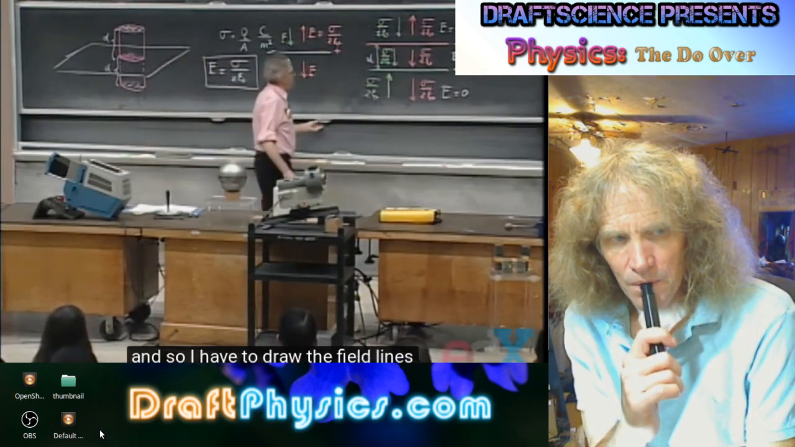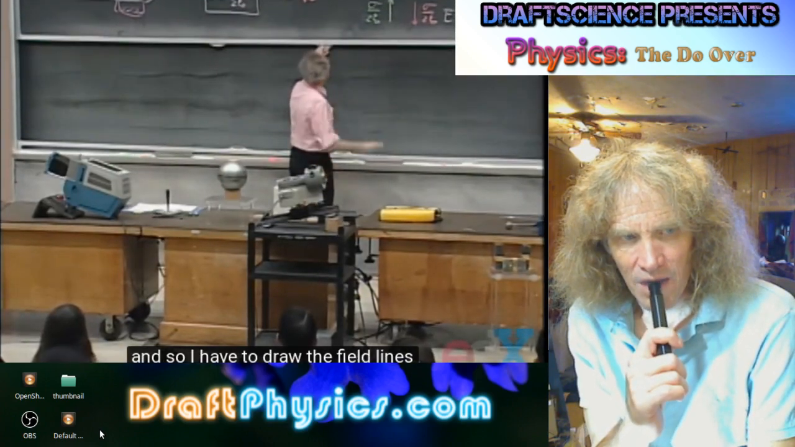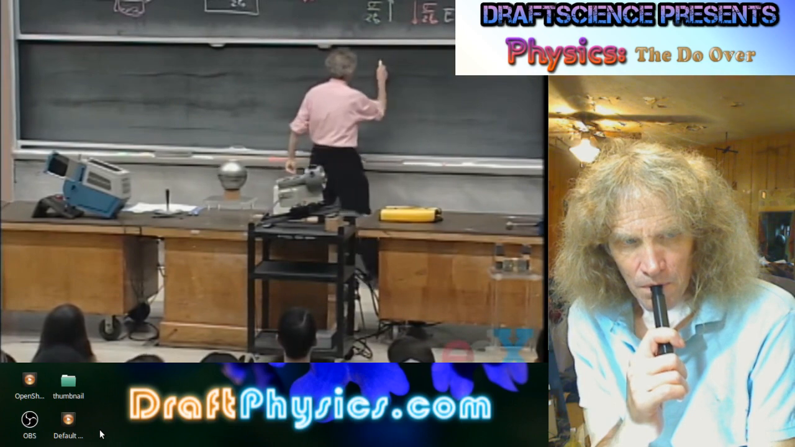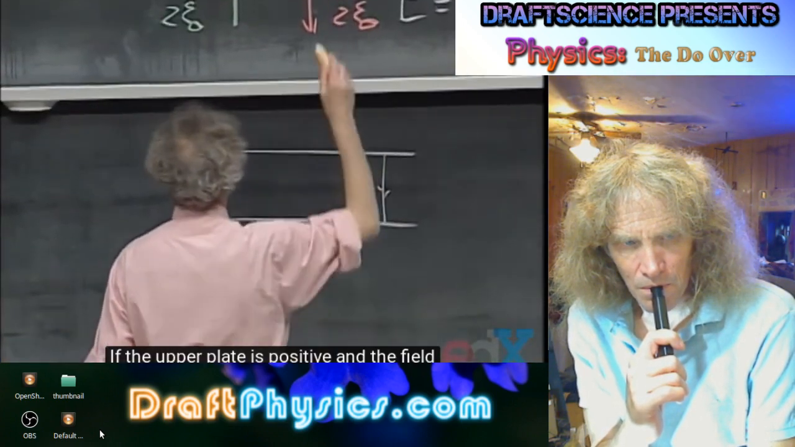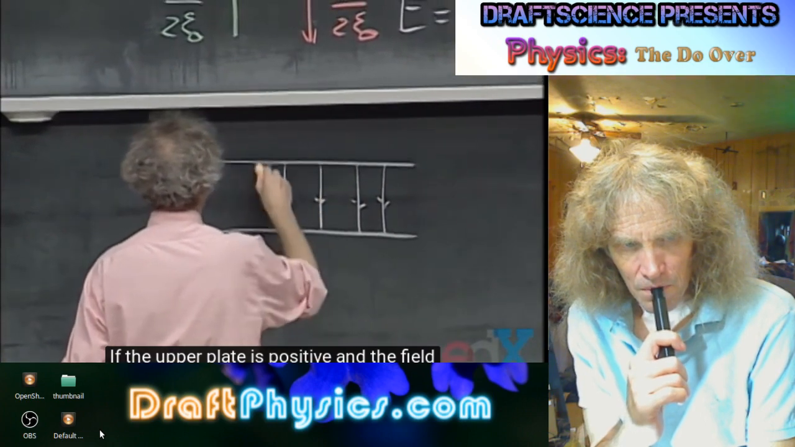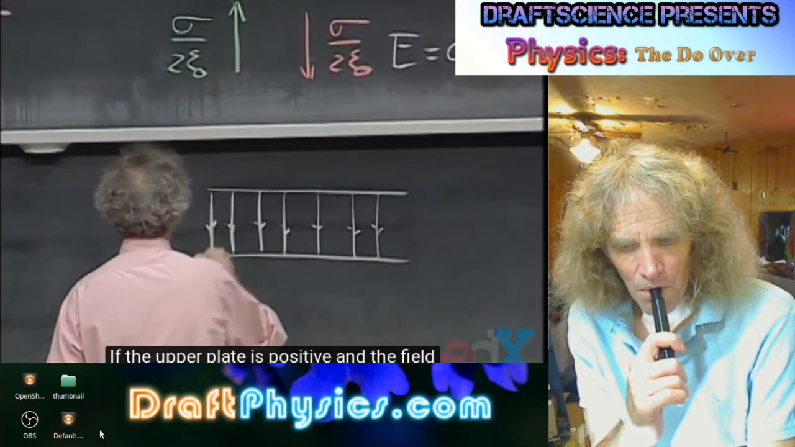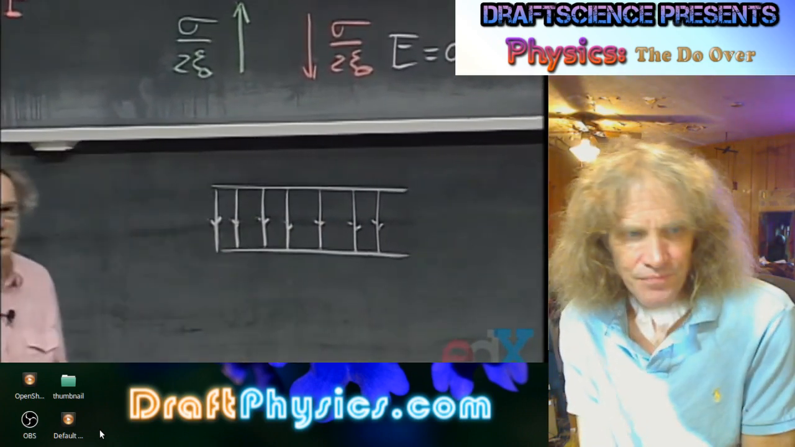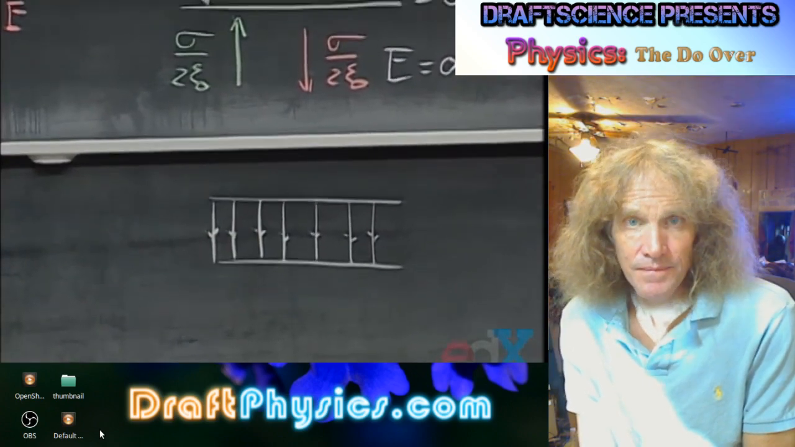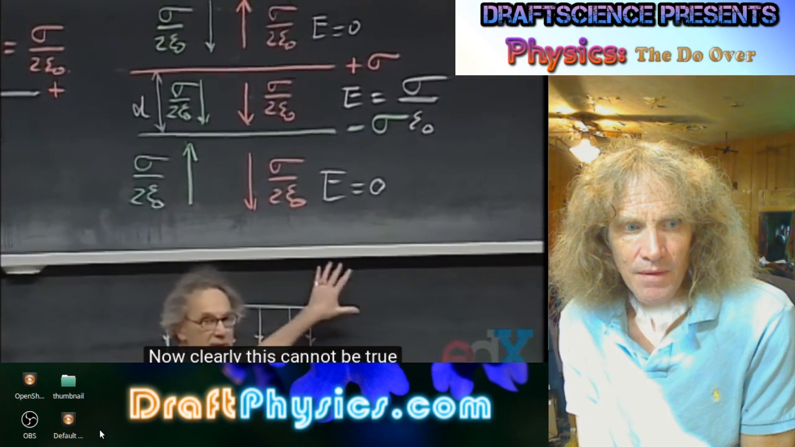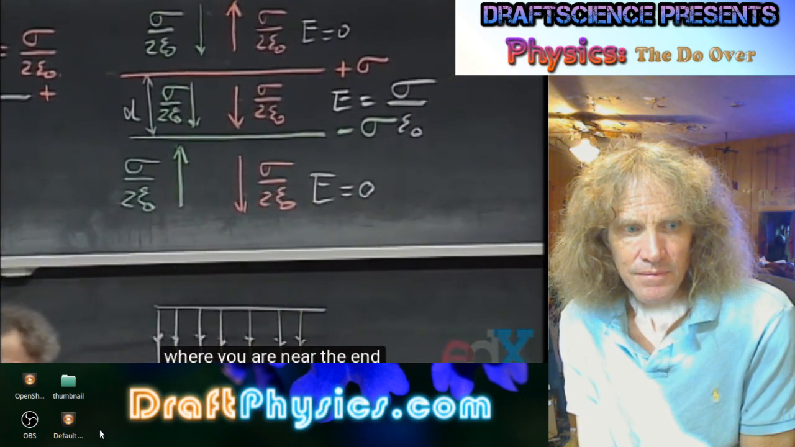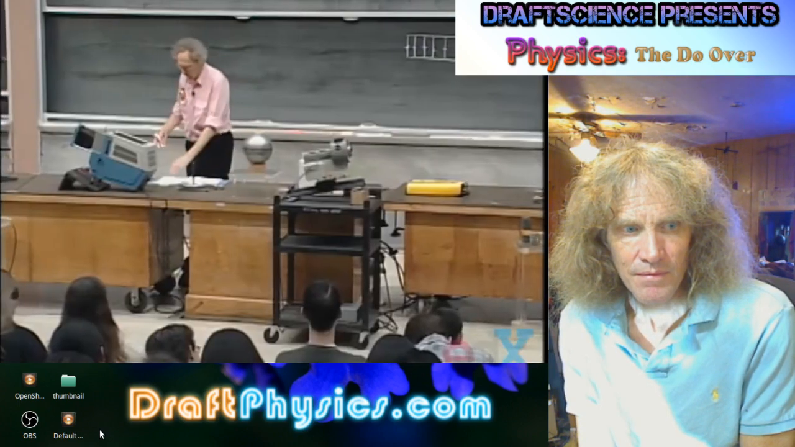Okay. And so if I have to draw the field lines in a situation like this, then the field lines would be like so if the upper plate is positive, and the field in here would be the same everywhere, the outside 0 and outside 0 here. Now, clearly, this cannot be true if you get into this area here where you are near the end of these plates. That is not possible.